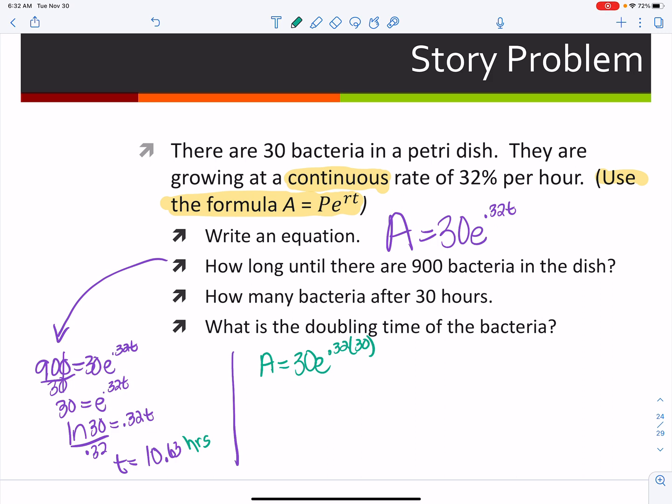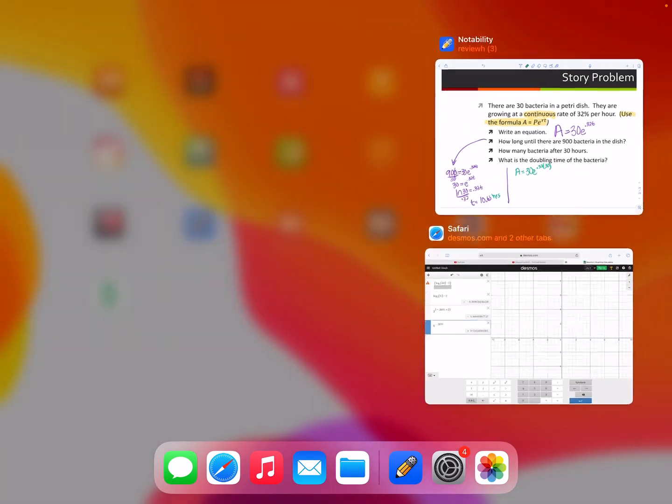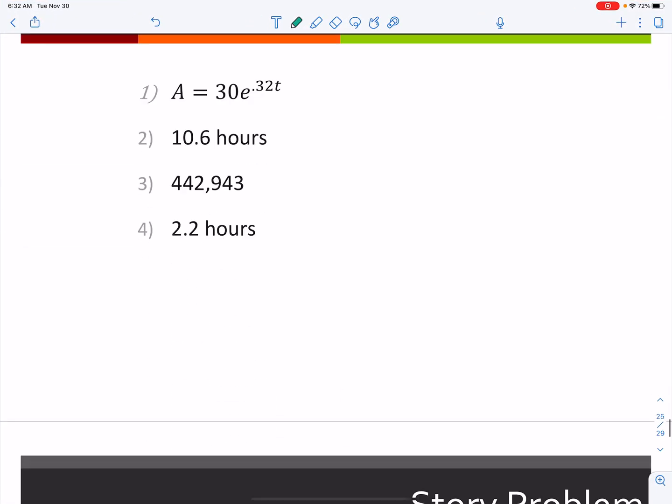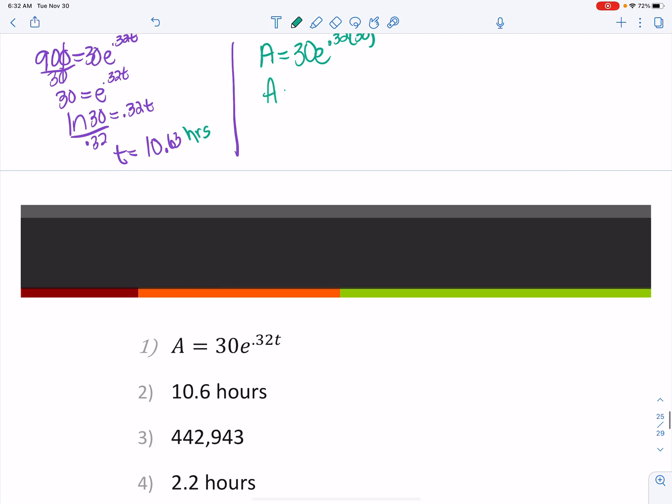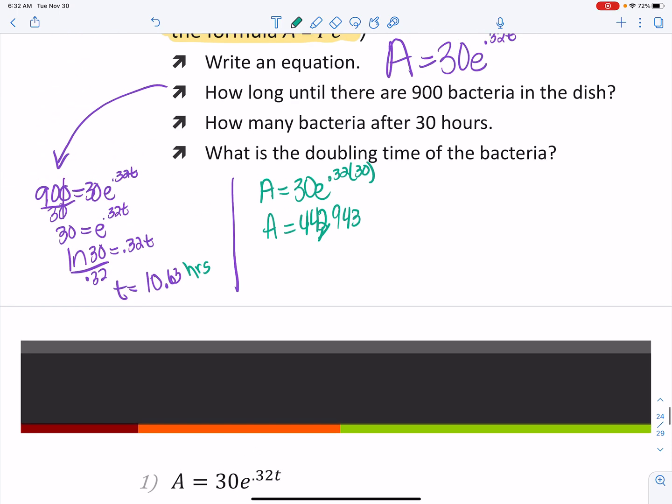So I'm going to do this on my calculator. I can't do it on my calculator. It's being weird. So if you type that into your calculator, you should get 442,000. I might have just gotten that, but I thought it was too big. 442,943 bacteria.